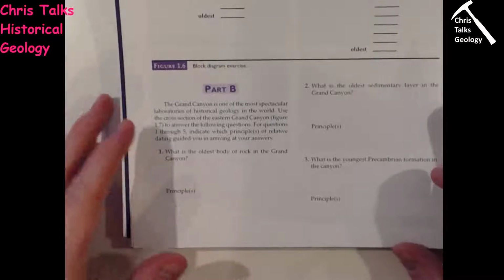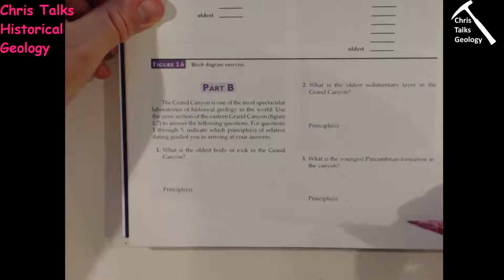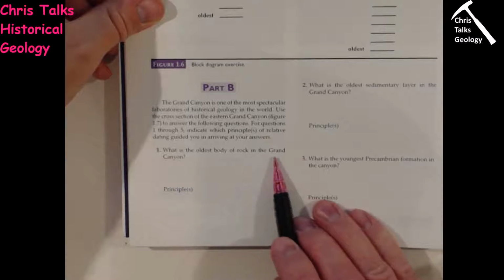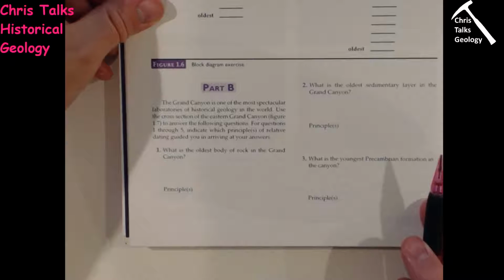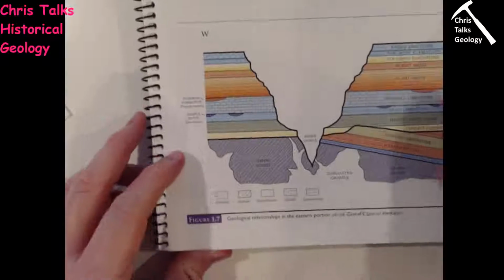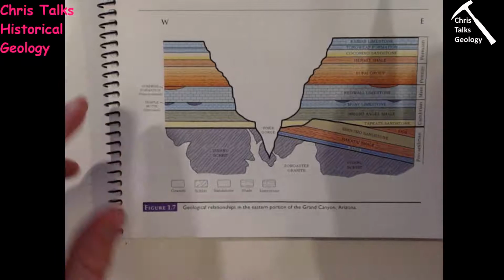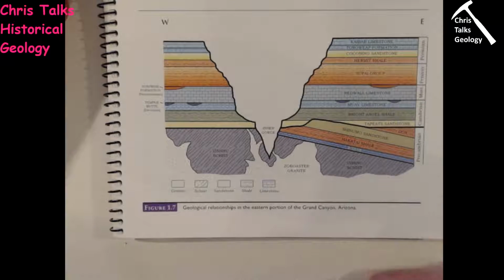Okay, so what are the questions? Well, the questions are simply asking us very, very basic principles of relative dating and trying to relate them back to the diagram we just looked at. So for instance, what is the oldest body of rock in the Grand Canyon? Relatively simple question. So if we turn back to our diagram here, obviously the principle of superposition is going to help us work out which layer is going to be the oldest, I do apologise.